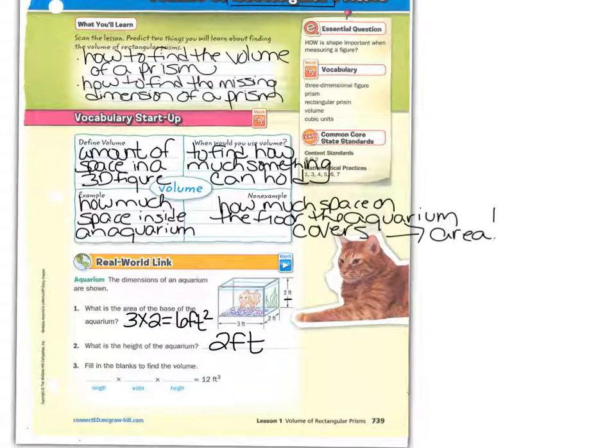So let's fill in the blanks to find the volume. The length is 3, the width is 2, and the height is 2. So length times width is 6, times the height is 2, which is 12. So to find the volume, it's simply just multiplying all three numbers together. That is not hard at all. Okay, go ahead and go to your next page as soon as you're ready.